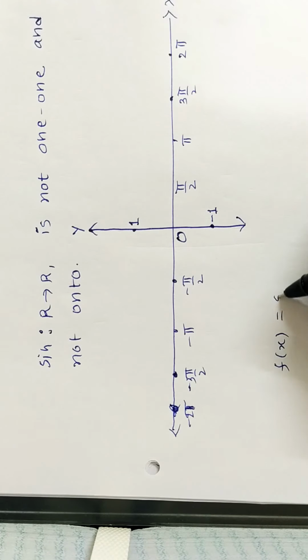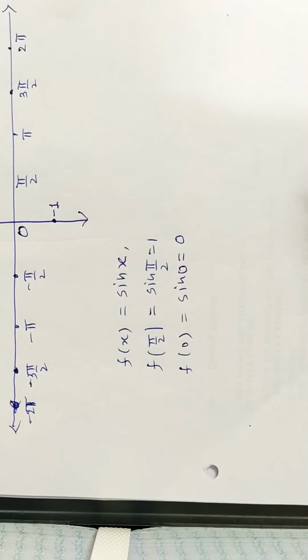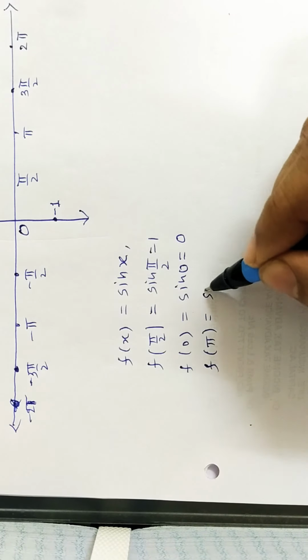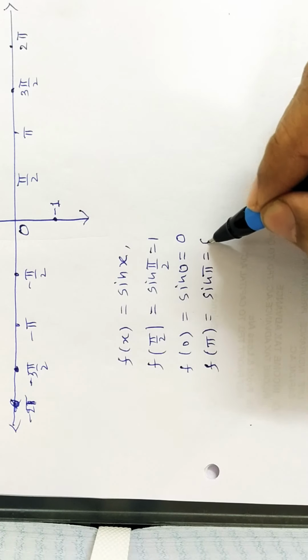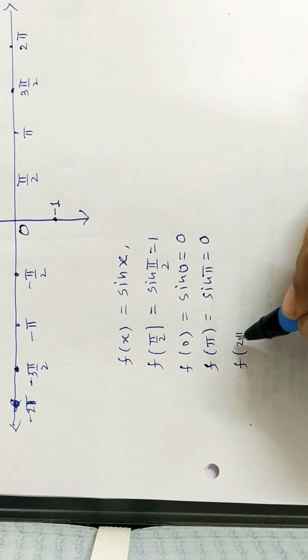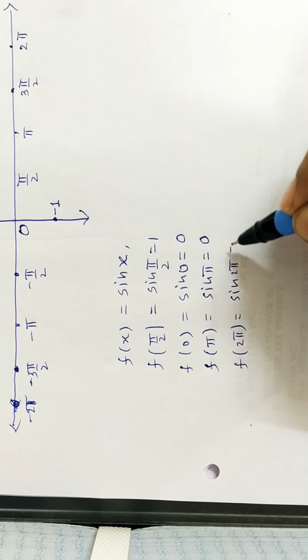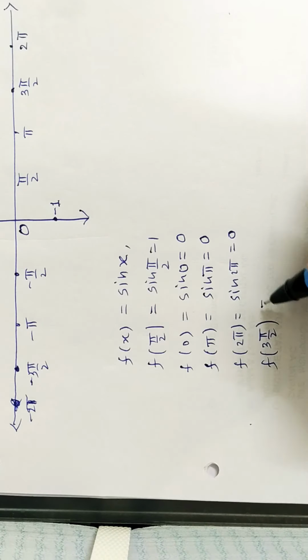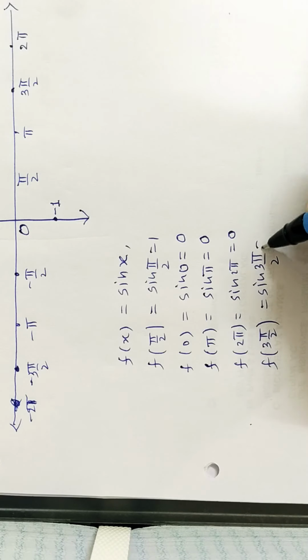f(x) is equal to sine x. f(pi by 2): if x equals pi by 2, then the answer is 1. f(0), answer is 0. f(pi), sine pi, answer is 0. f(2 pi), the value of sine 2 pi is also 0. f(3 pi by 2), sine 3 pi by 2, value is minus 1.